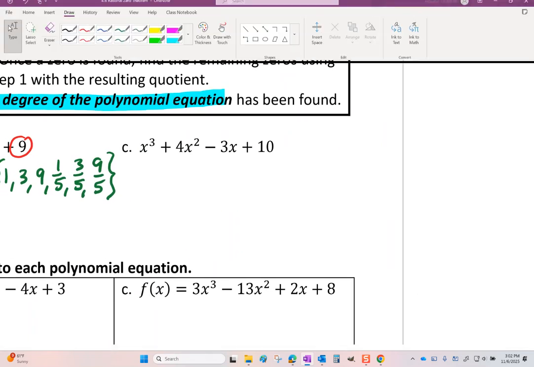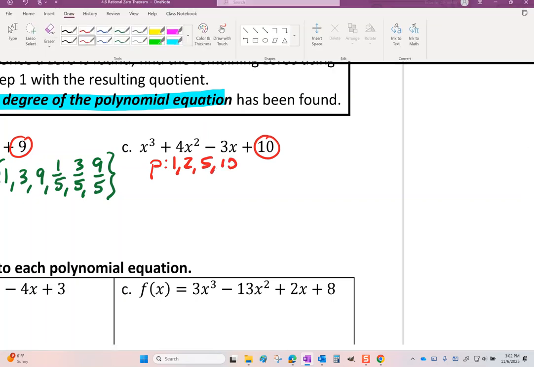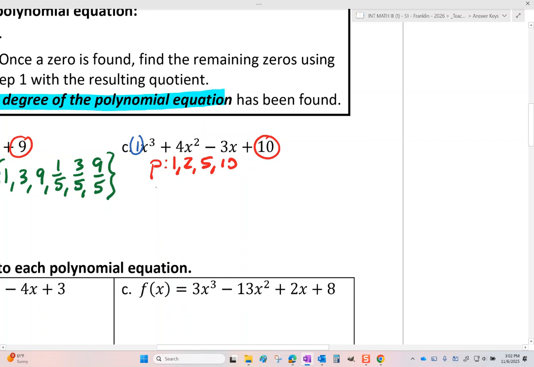All right, moving on to C. Our P factors for 10 are 1, 2, 5, and 10. What's great about this problem is that our leading coefficient is 1, so that Q number is just 1, which makes our P over Q values a much smaller list. So that's just 1 over 1, 2 over 1, 5 over 1, and 10 over 1. So we have a list of 8 potential zeros here, of which 3, since it's degree 3, are actually the zeros to our polynomial.